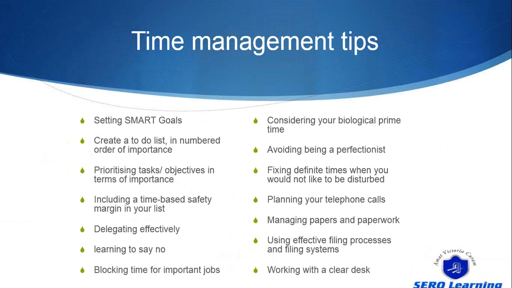So here are some thoughts. One strategy to manage time is to set SMART goals. Another is to create to-do lists in order of importance and work through them, prioritizing tasks. Make sure that when you're setting out jobs for yourself, you allow a margin. Don't just say it's going to take 10 minutes; the job can take 10 minutes, but I'll allow a few more minutes just in case. Another is the opportunity to delegate, where possible, jobs you don't need to be doing. The biggie, learning to say no. And literally blocking out time in your diary for important jobs.